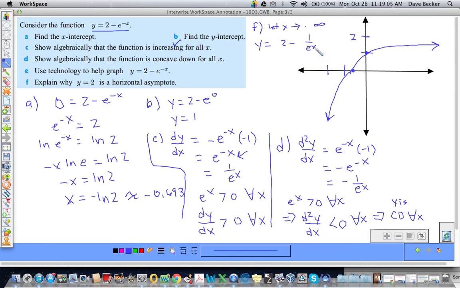And what happens as x goes to infinity? Well, as x goes to infinity, this denominator gets really great. 2.78 to the 1,000 is a huge number. 2.78 to the 10 billion is a ginormous number. And 1, or any number, divided by a ginormous number goes to 0. So we can say that as x goes to infinity, y goes to 2. And that would be a decent explanation.